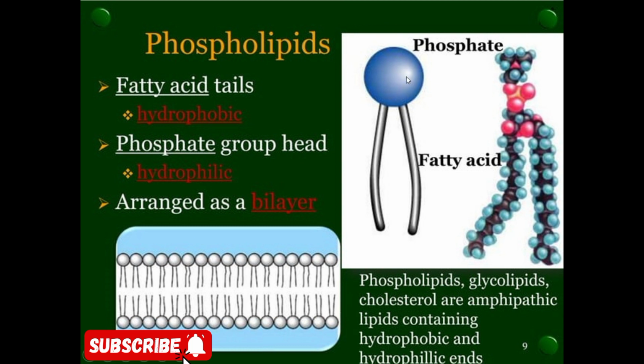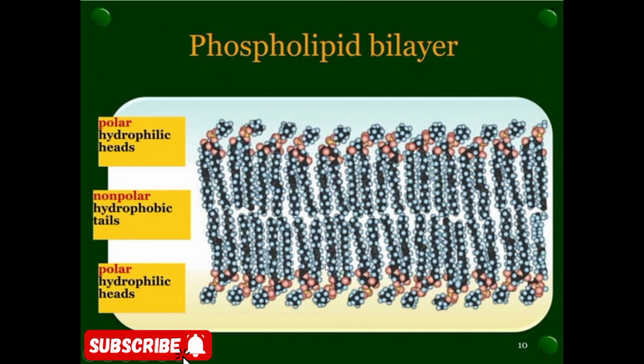The head portion of the phospholipid is hydrophilic. It loves water. The tail portion of the phospholipid is hydrophobic, in which it fears water. They are arranged as a bilayer, as you see here in the diagram. Phospholipid, glycolipid, and cholesterol are amphipathic lipids. Amphipathic means that they contain hydrophobic and hydrophilic ends: polar hydrophilic heads on one side and on the other side, while non-polar hydrophobic tails are present in the middle.